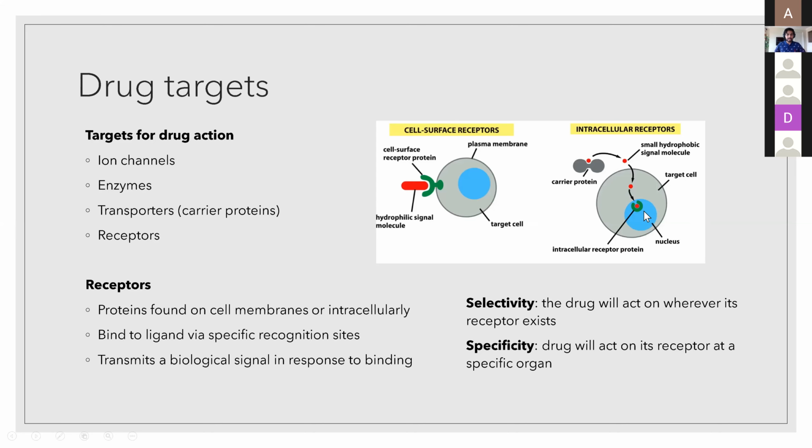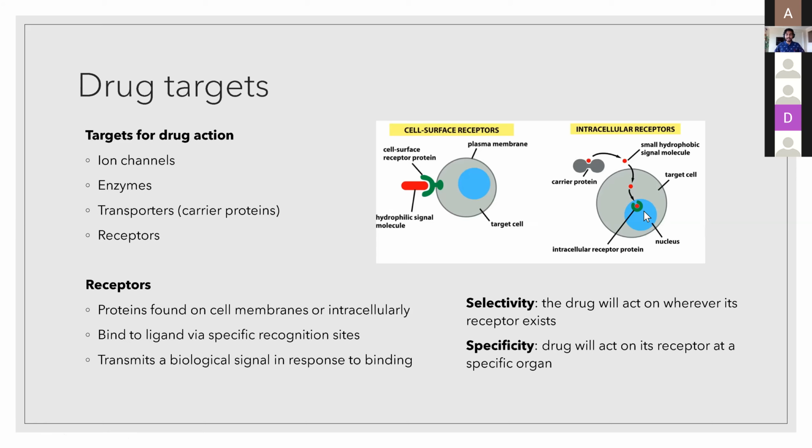So the first thing we need to look at are the targets for the drug in the body at more of a molecular level. So the targets of drug action include ion channels, those aqueous channels that we were talking about before, enzymes, transporters, those carrier proteins, and finally receptors.